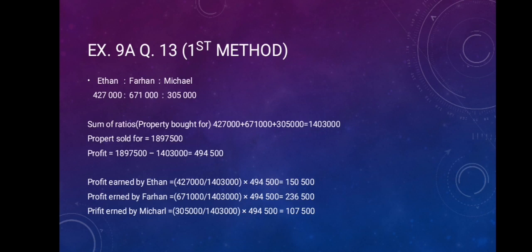So we know that the share of profit will be in the proportion they have invested in that business. So let's have a look at how we are going to calculate that. Now, if you look at the first step, I have written the ratio of these three persons as it was stated in the question. So Ethan to Farhan to Michael is given as 427,000 to 671,000 to 305,000.